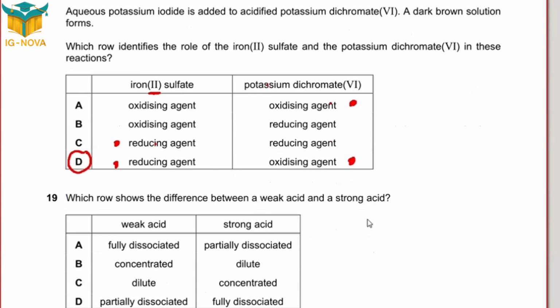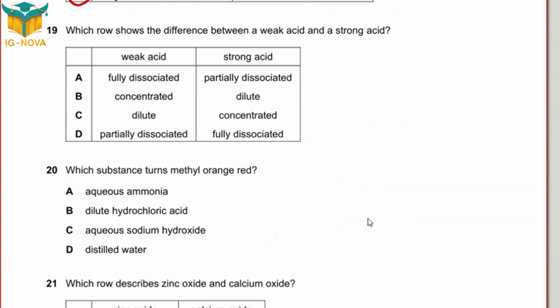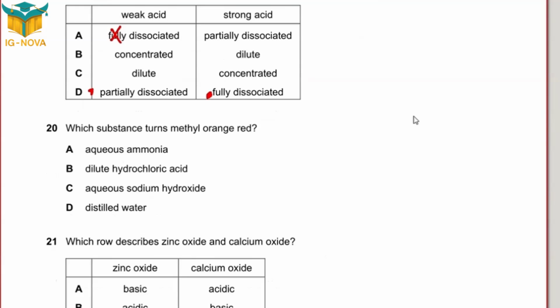Clear. Thank you. Question 19: which row shows the difference between a weak acid and a strong acid? Degree of dissociation, of course. Weak acid fully dissociating is wrong. Partial dissociation is correct. The idea of being dilute or concentrated has nothing to do with acidity; it's about the number of particles in aqueous solution. So by cancellation, option D is correct.